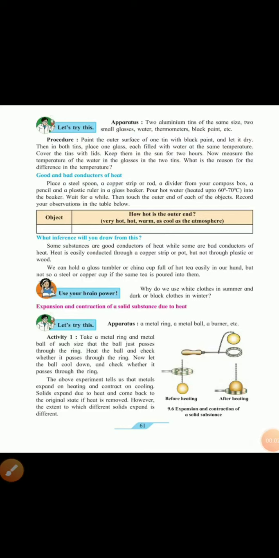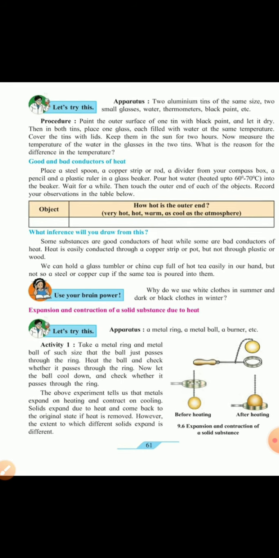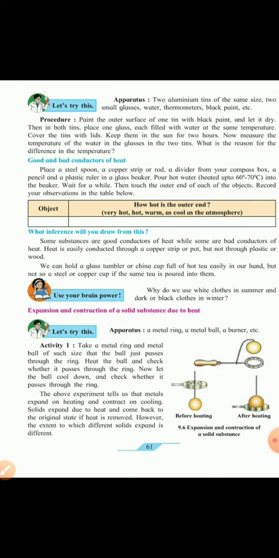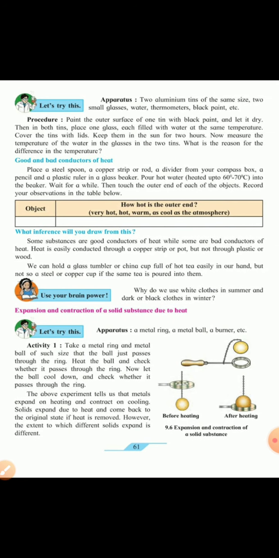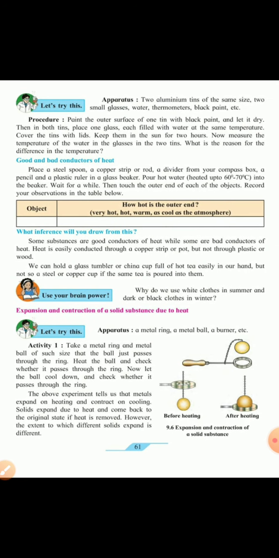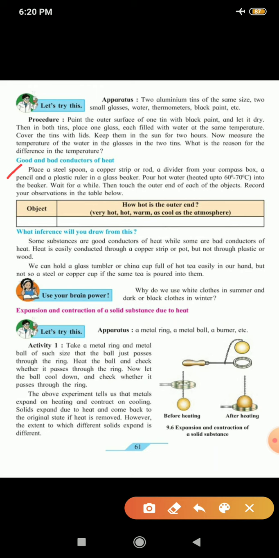Let us continue with our chapter on heat, the second video, which we are going to study now on good and bad conductors of heat. Place a steel spoon, a copper strip or rod, a divider from your compass box, a pencil, and a plastic ruler in a glass beaker. Pour hot water heated up to 60 to 70 degrees into the beaker.